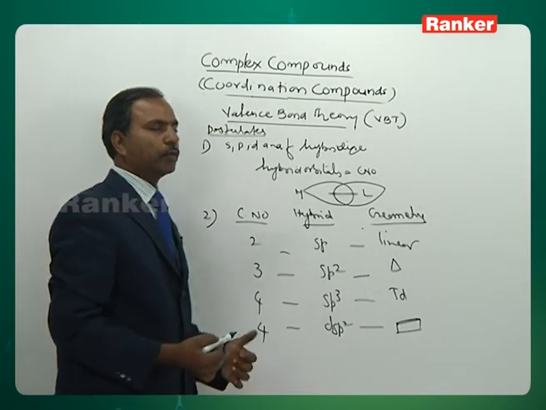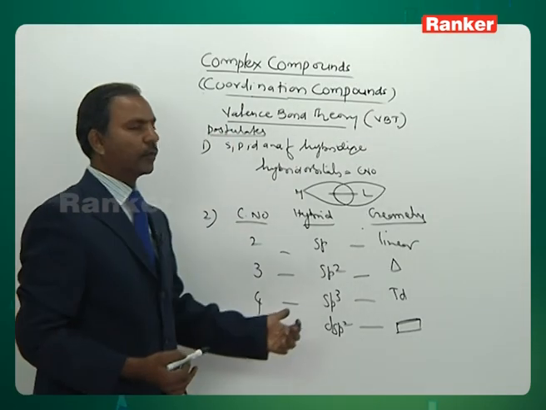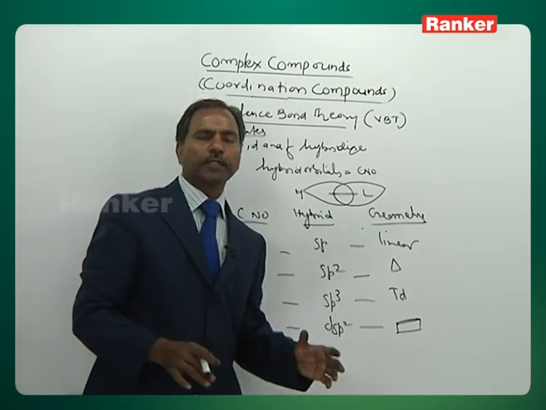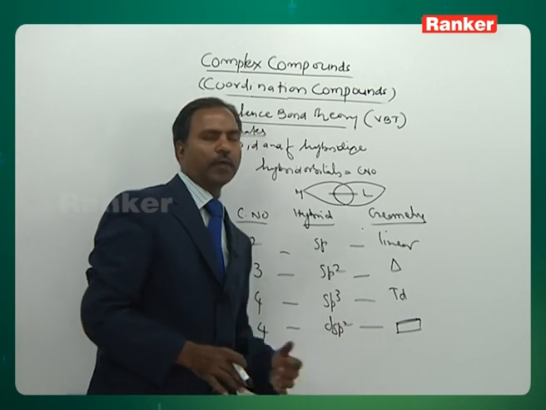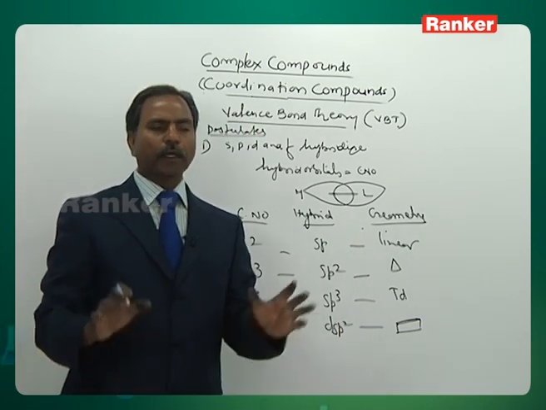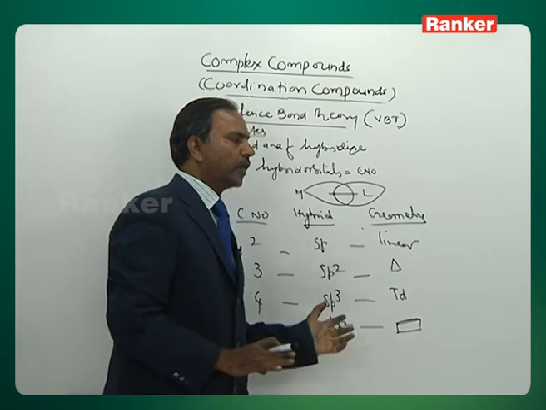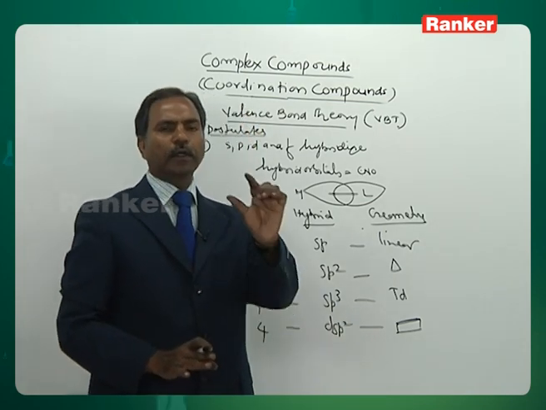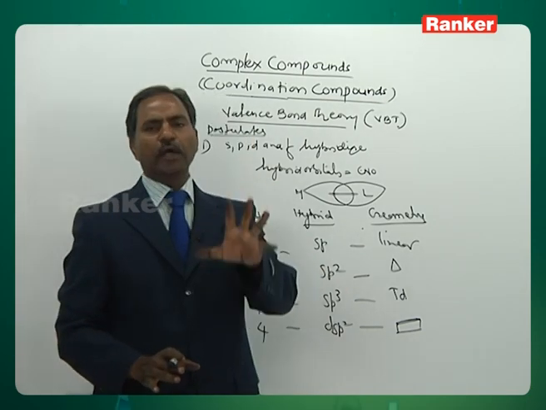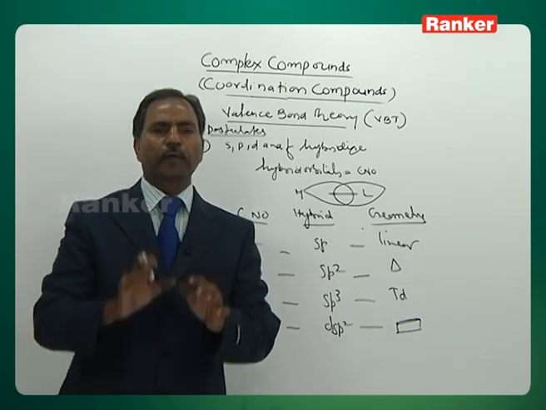Coordination number 4 has 2 possibilities. One set involves sp3 hybridization, which will be tetrahedral. The other involves dsp2 hybridization, with the geometry coming to be square planar. Many times I have seen the question in different entrance exams: where we say dsp2 hybridization, out of 5 d orbitals, which d orbital is actually involved?